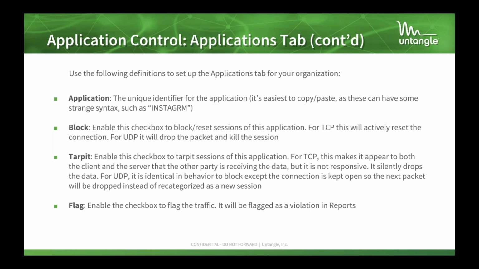So we mentioned block and tar pit. You'll see the unique identifier of the application. I always recommend copy pasting from the application signature in app control, because some of them have some weird spelling, some strange syntax. Instagram is spelled like you see on my screen. It's Instagram, so they have room for that extra A. They don't use it. So there are some apps that are spelled kind of strange. Just go over to app control and the applications and just copy paste from there, or from your reports if that's where you're seeing it.